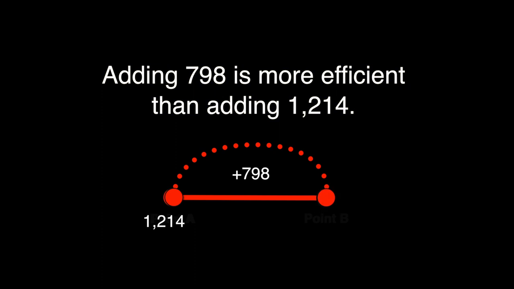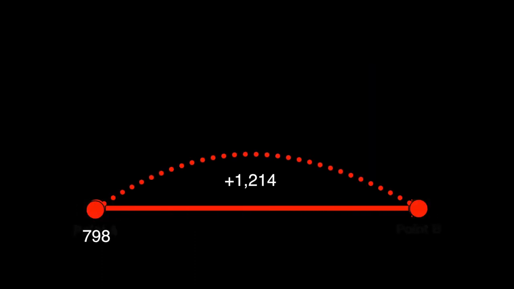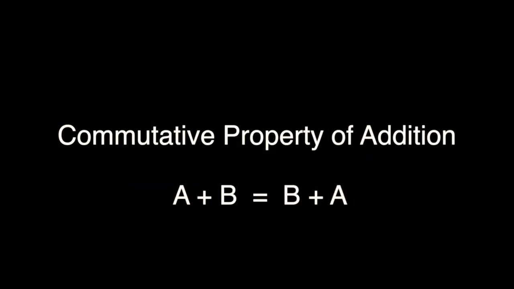That way, we would only have to add 798. We didn't start with 798 because we would have to add 1,214. We use the commutative property of addition. It states that you can rearrange the addends of an addition problem and not alter the sum.